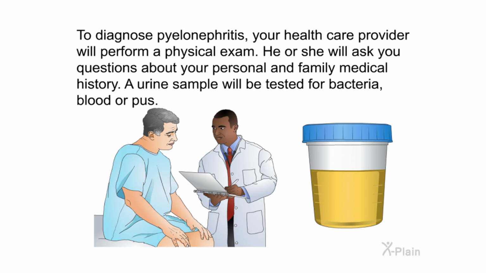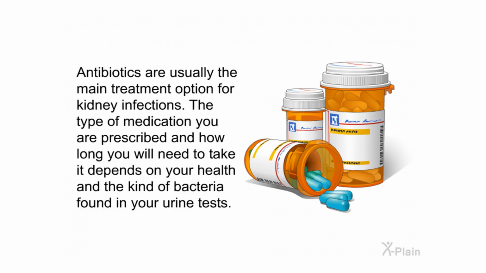To diagnose pyelonephritis, your healthcare provider will perform a physical exam. He or she will ask you questions about your personal and family medical history. A urine sample will be tested for bacteria, blood, or pus. Antibiotics are usually the main treatment option for kidney infections. The type of medication you are prescribed and how long you will need to take it depends on your health and the kind of bacteria found in your urine tests.